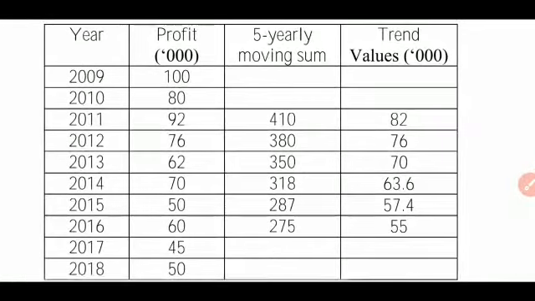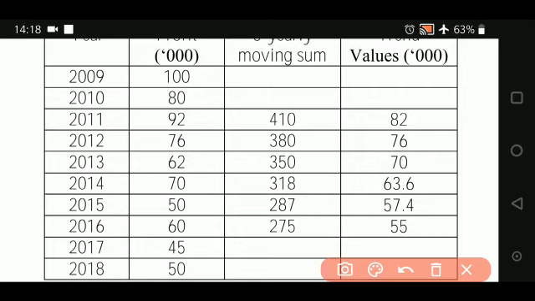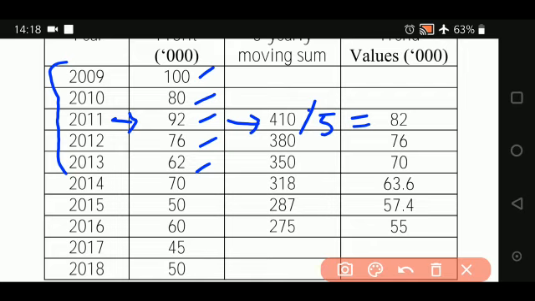Now for the 5 yearly also, it's an odd number, so you can have the middle year here. Means like, see here, 2009, 2010, 2011, 12 and 13. The middle year representation is 2011. So same here, we will be adding 100, 80, 92, 76 and 62. And the total will be 410, which you are writing for the year 2011. And when you divide this total by 5, you get 82. This is the trend value.